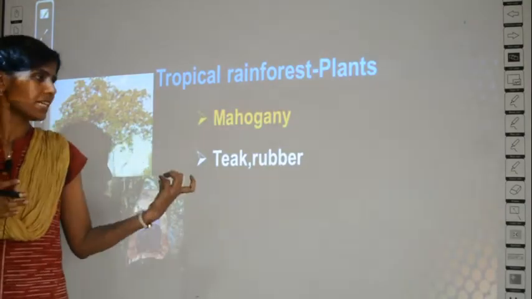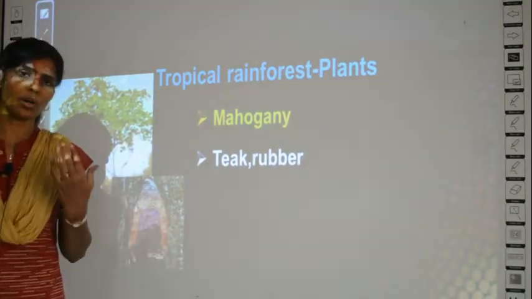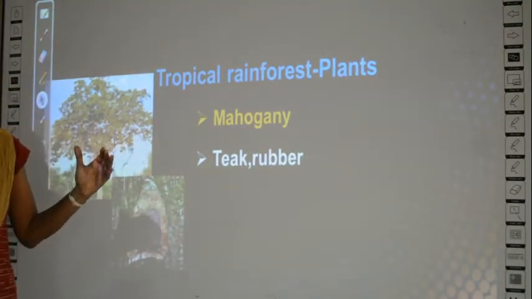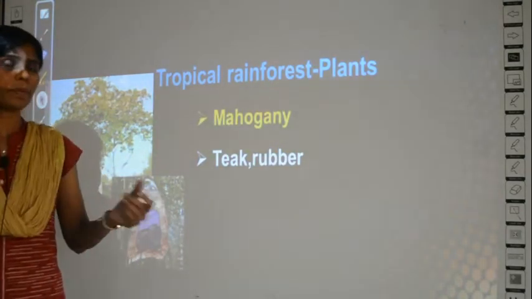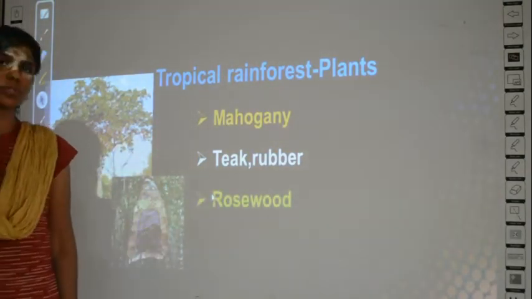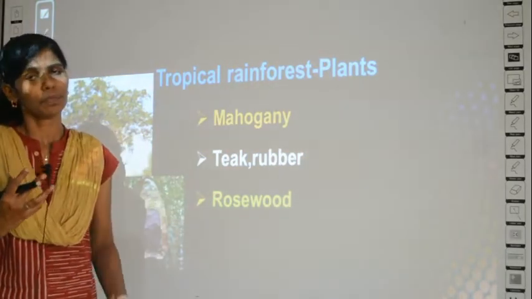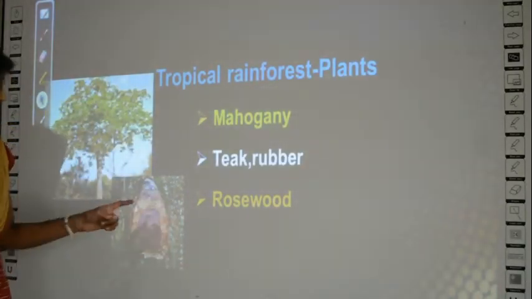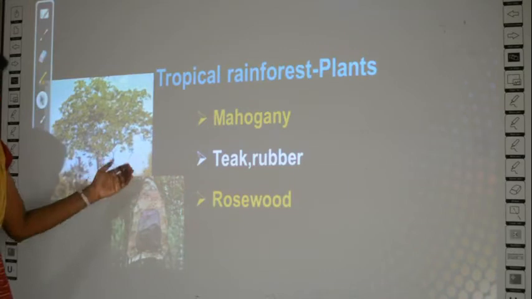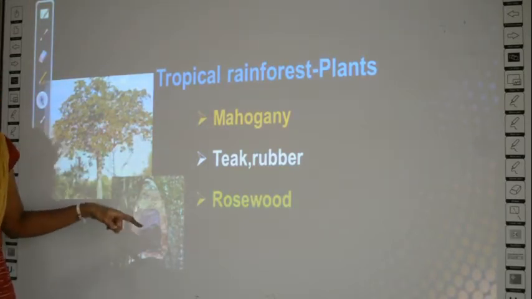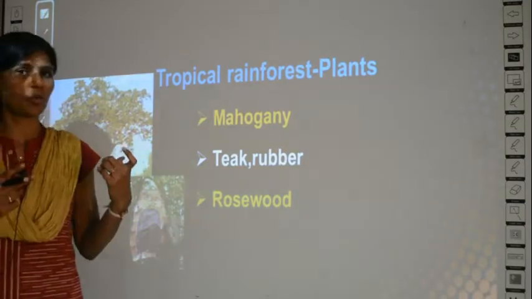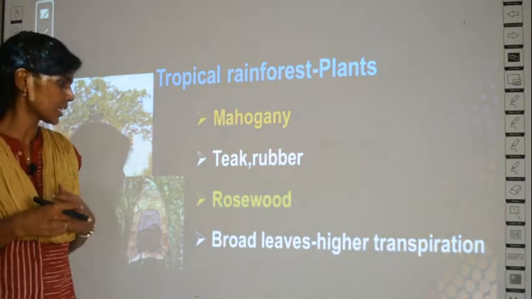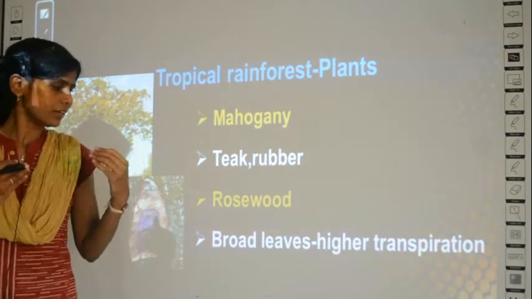Then also teak and rubber are common. Teak and rubber we also have in our Kanyakumari district, so you must have seen teak and rubber. Teak and rubber are also common in tropical rainforest. Apart from that, rosewood. What is rosewood tree? Rosewood tree means the tree with rose color. Rose color means the pink color wood. See here, this is a rosewood tree. When it is cut, can you see pink bark? So that's why it is called rosewood, pink wood. Okay, so this is also common in tropical rainforest, and generally the leaves are broad.